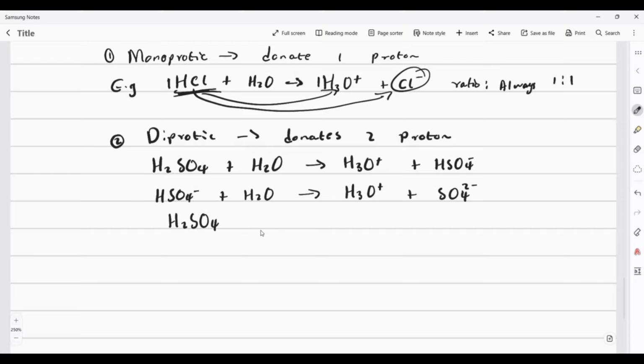So from there, you're going to say, okay, what about the water? What about the water in the two reactions? What you will see is that in reaction 1, I have water.